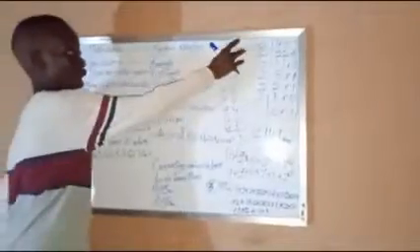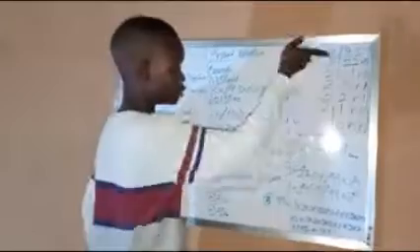What was our beginning? 45. You see, we are getting to the same answer. So as long as you check that it is equivalent, just know that your answer is correct. You are correct in what you are doing.